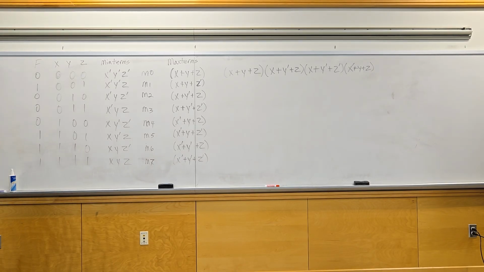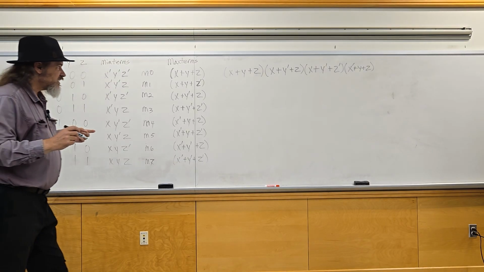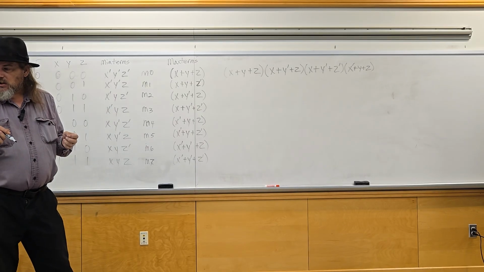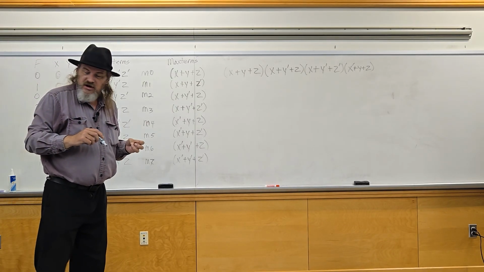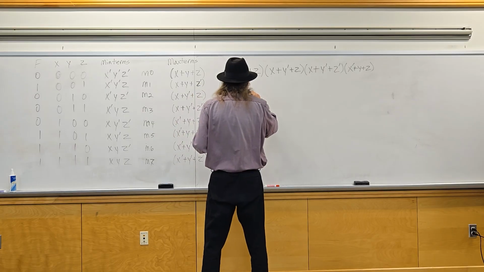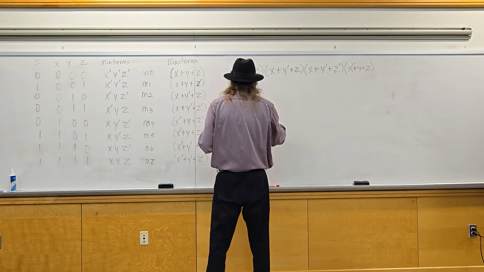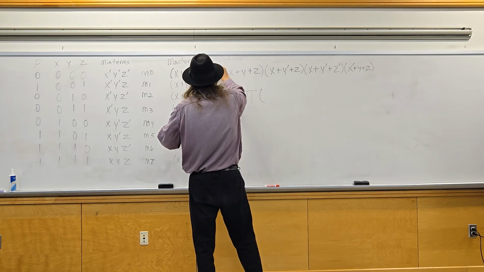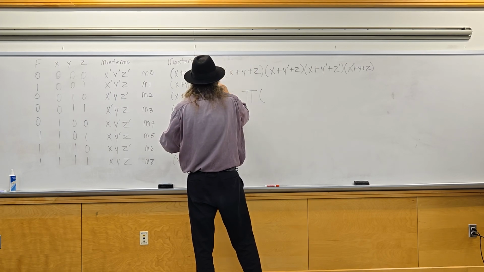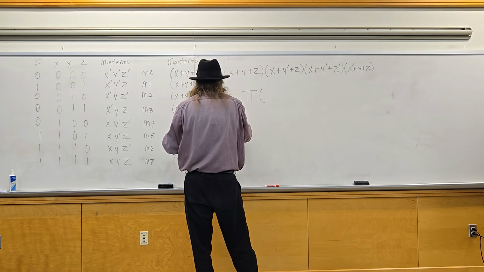But that represents the same as the previous sum of min terms. Like the sum of min terms, the product of max terms can be conveniently expressed using the pi notation, capital Pi, and that's capital M 0, capital M 1, 2, 3.